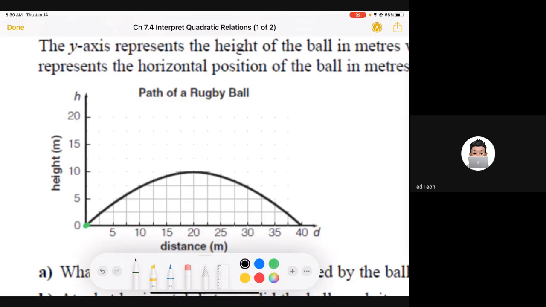Now, if someone was holding and kicking it, the graph might look like this. It will have a different starting point. You're going to notice that it will have a higher y-intercept. That's how I know someone's holding and kicking it versus someone kicking it from the ground like this. So this ball is being kicked from the ground, and that's how you tell if it's being kicked from the ground or someone's holding it and kicking it.